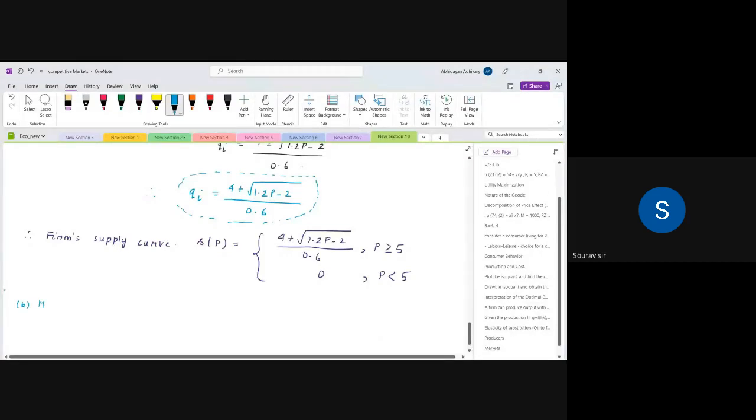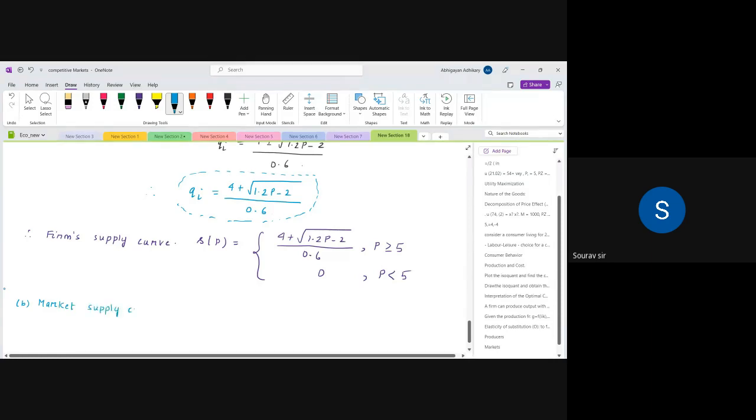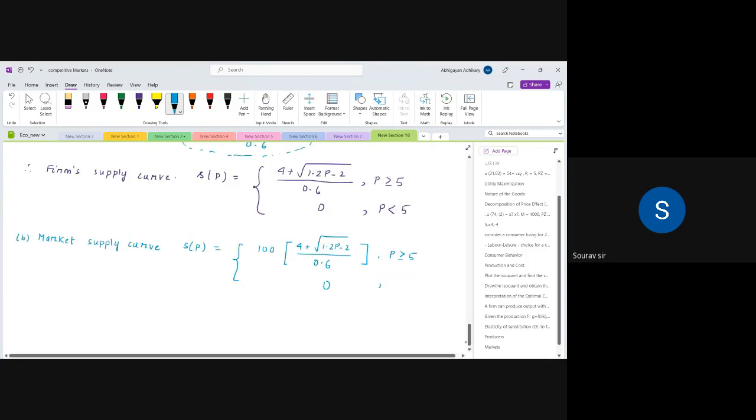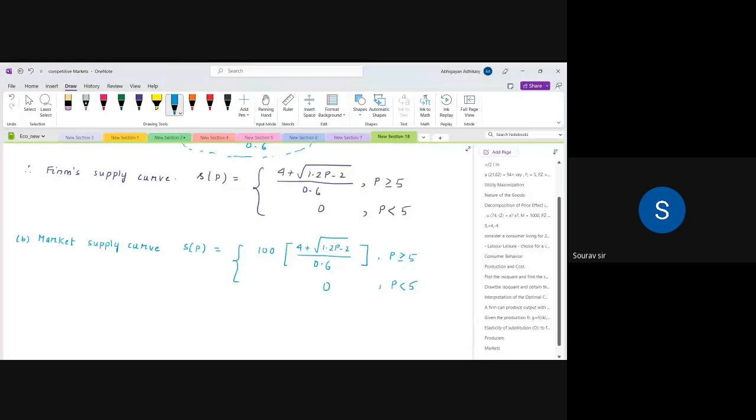So the market supply curve, capital S of P, would be 100 times this expression, 4 plus the square root of 1.p minus 2, divided by 0.6, when p is greater than or equal to 5, and it is 0 when p is less than 5. Okay, is this fine with all of you? All right, so no questions on this part.